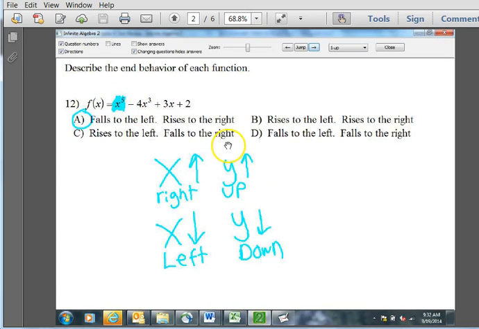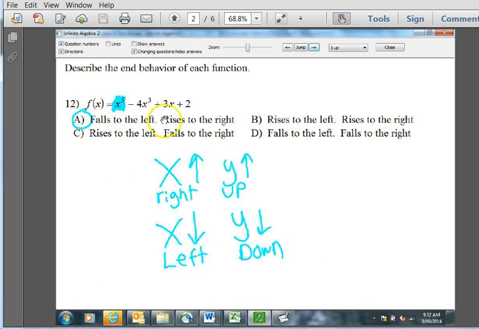Conversely, put a negative in, like negative 20, negative 50, negative 1,000, negative 2 million, whatever. You take a negative to the fifth power. A negative times a negative is a positive, times another negative is negative, times another negative is positive, but times that fifth negative again is going to be negative. A negative to the fifth power is negative. Therefore, as I go to the left, I'm going to go down because I'm getting a negative value.